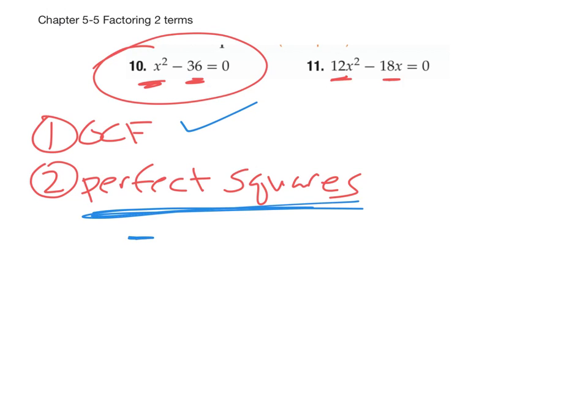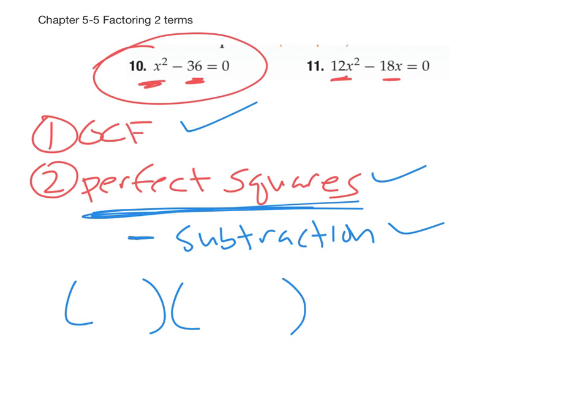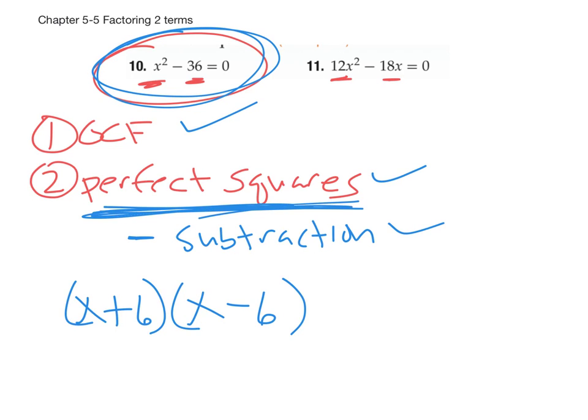Once you have that, then you must have a subtraction sign. If you don't have a subtraction sign, you can't do anything. So the steps are check for greatest common factor, check for perfect squares, and if it has that, subtraction. In this case, we have all three, so we can then factor this by doing two parentheses, plus, minus, and we take the square root of x squared, which is x, and we put it into both parentheses, and the square root of 36, which is 6, and we put that in parentheses. So this problem right here is factored with perfect squares in this form.